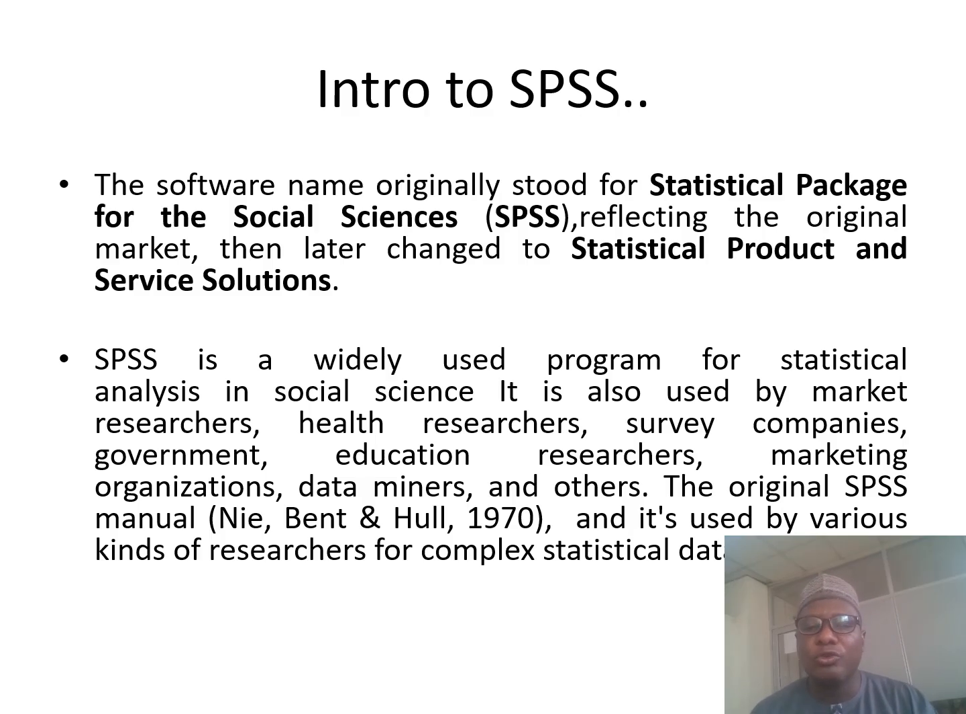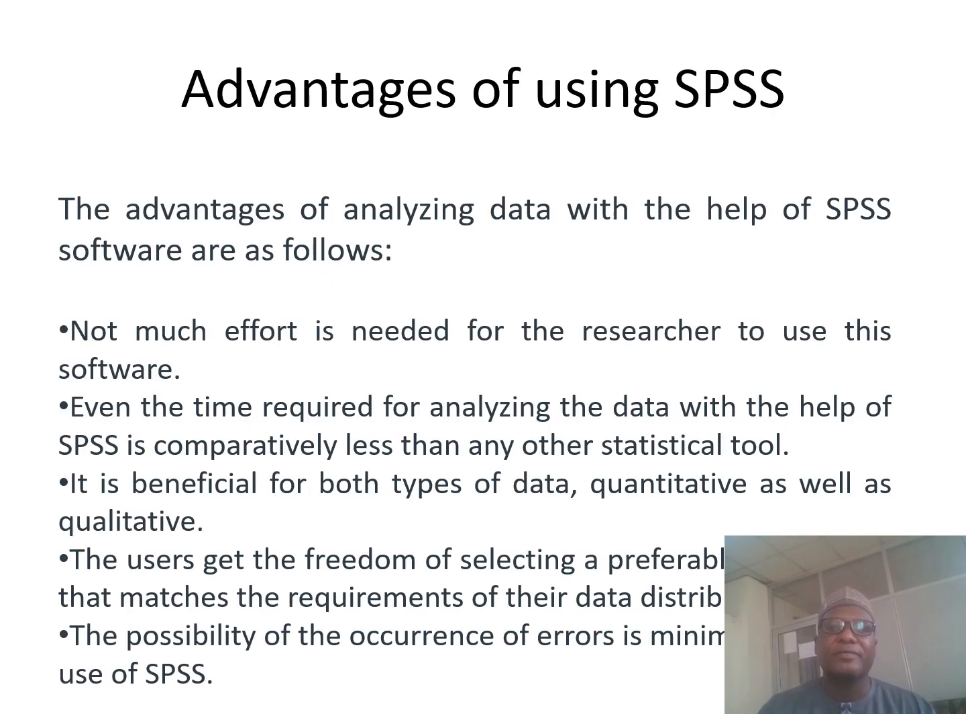SPSS is a widely used program for statistical analysis in social science. It is also used by market researchers, health researchers, survey companies, government, education, marketing organizations, data miners, and others. The original SPSS manual came out in 1970 and it's used by various kinds of researchers for complex statistical analysis. And this is just a background so that you can understand what SPSS is.